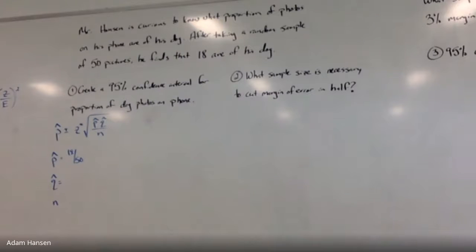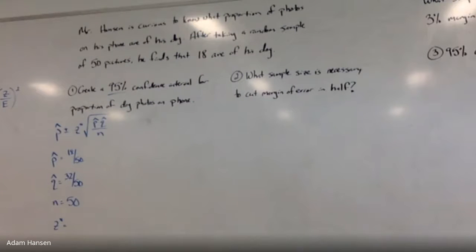What's q hat? What were the failures? What pictures were not of the dog in my sample? The other 32. Sample size was 50, we mentioned that. We're doing a 95% confidence interval, so what z-score do we need from your formula sheet? Go to your formula sheet, it's on the z-score table on the front page. The z-score for a 95% confidence interval is 1.96. We need to add and subtract 1.96 standard deviations, so we have captured 95% of the distribution.